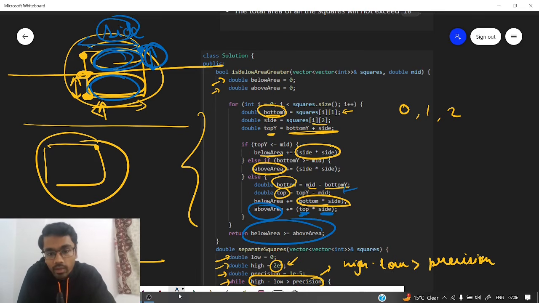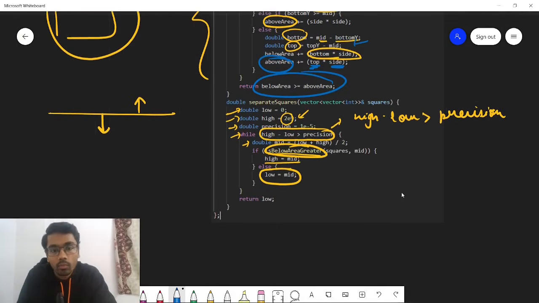In the end, we are just checking if the below area is greater than or equal to the above area or not. If it is true, then based on that we'll be moving our high and low values ahead, and in the end we are just returning the low. So I hope you understand this particular solution.